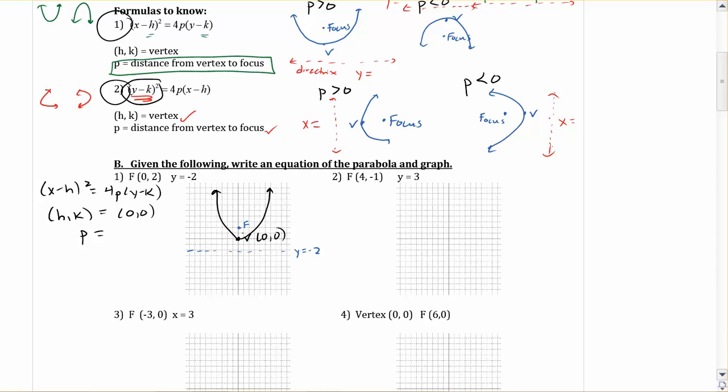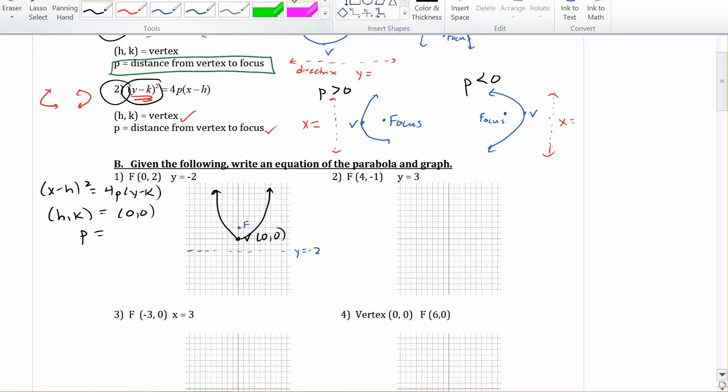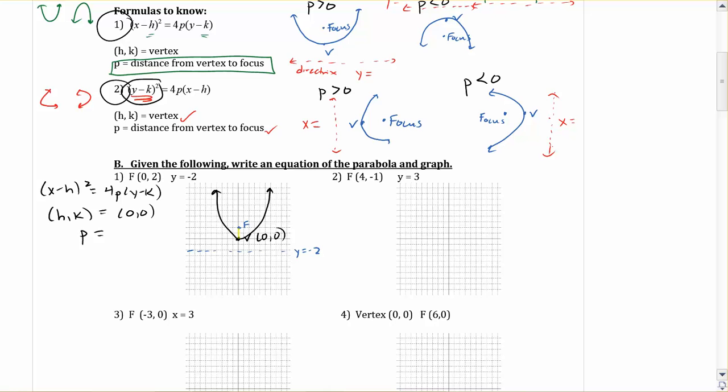And if you count, it's just 1, 2. It's this distance from here to here. I'm going to highlight this. From here to here is going to be 2. So if that is 2, that means my p-value is 2. So if my p-value is 2, let's use this information and plug it into my equation. Well, when I see the h, I'm going to plug in a 0. When I see the p, I'm plugging in a 2. And then when I see the k, I'm plugging in a 0.